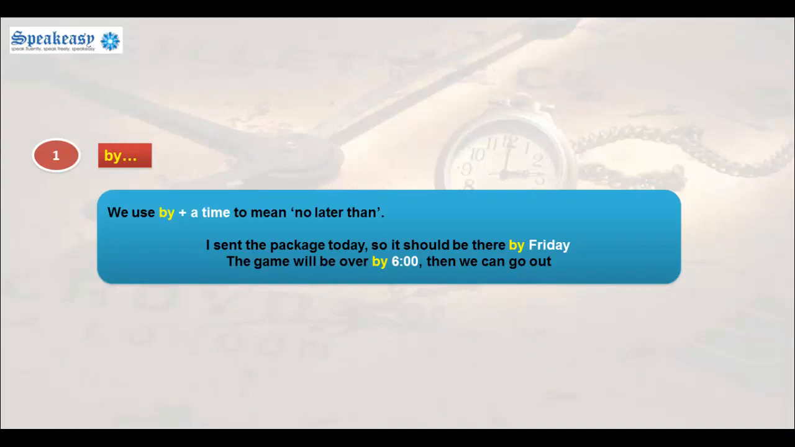We use by plus a time to mean no later than. I sent the package today, so it should be there by Friday. The game will be over by 6 o'clock. Then we can go out.